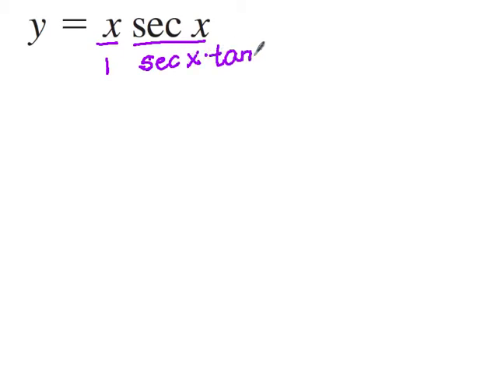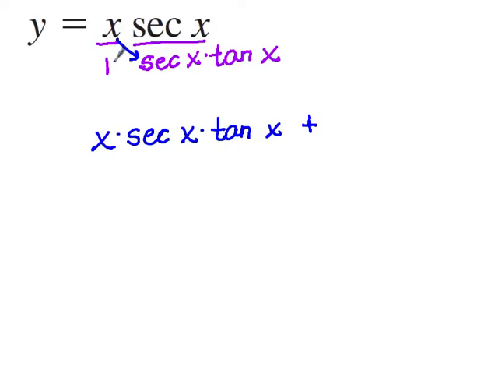So now I'm going to crisscross. I start with the first, and I take that times the derivative of the second. So I really have x times secant x times tangent x, plus this way. What do you get from this way? Secant x. Now notice I could factor out a secant x.